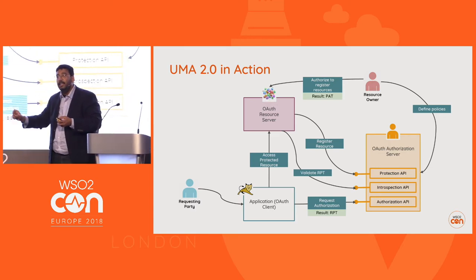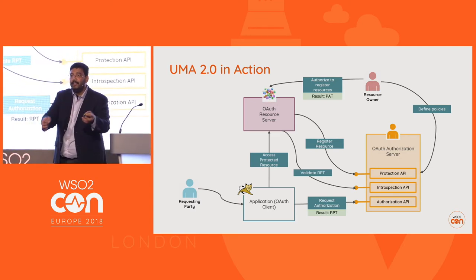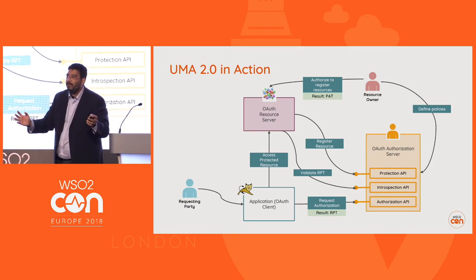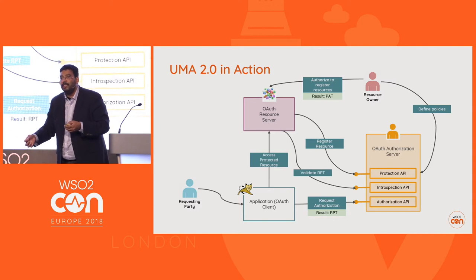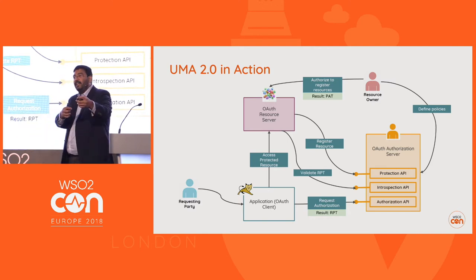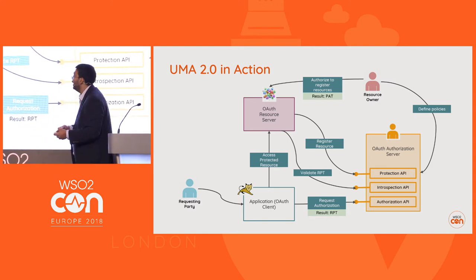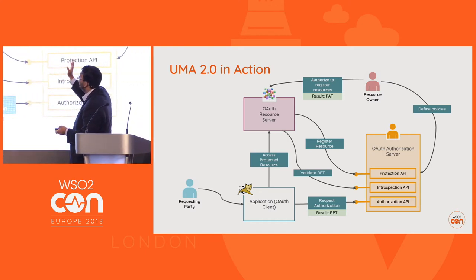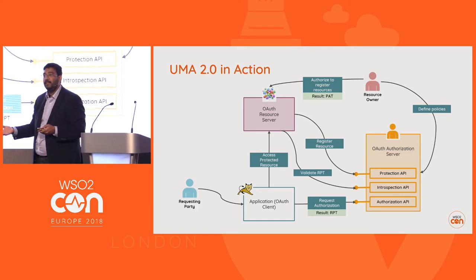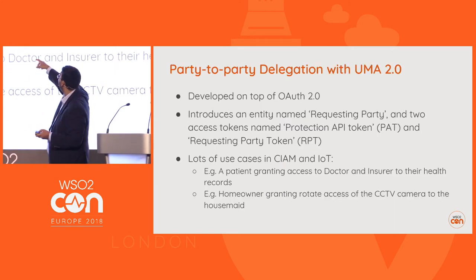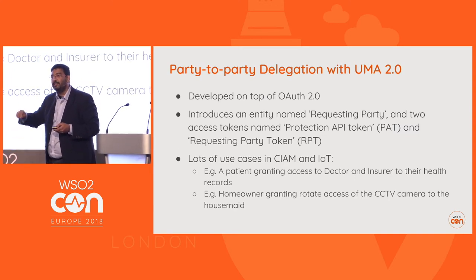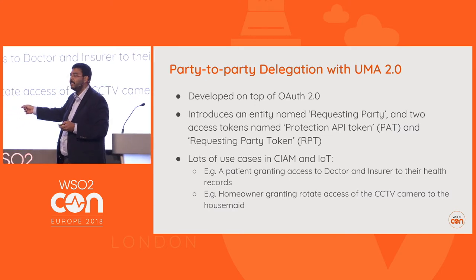This particular resource can be accessed by these people, or can be accessed during this particular period of time. So basically, you are defining a policy against the resources so that other people can come and access it, right? Again, this specification defines several tokens. One is called the protection API token, which allows the resource server to get the resources registered with the server.